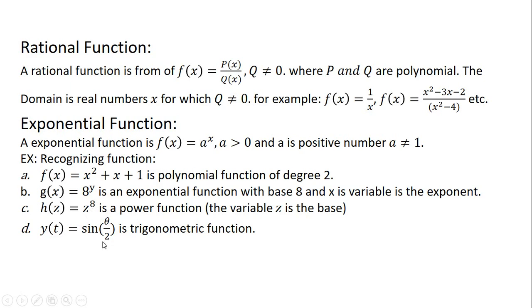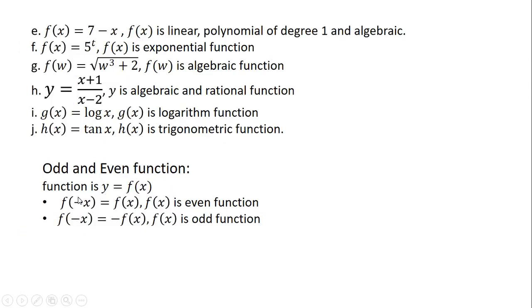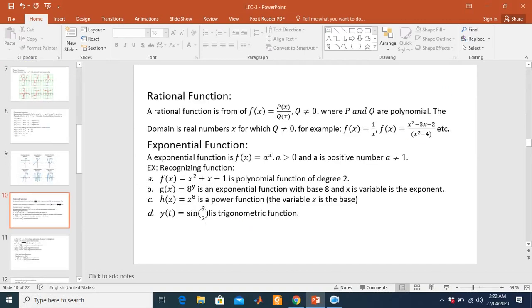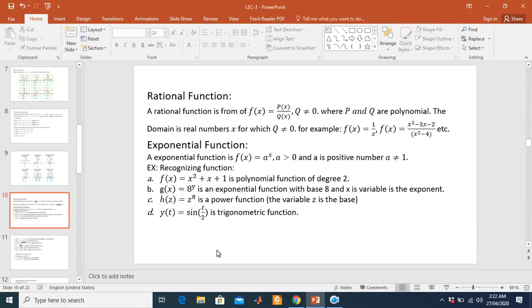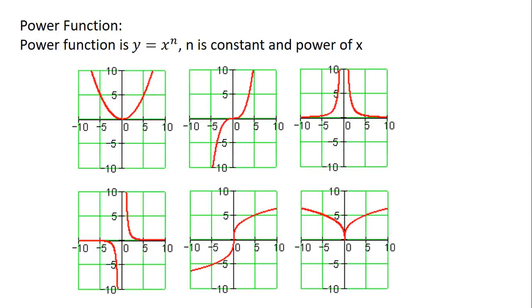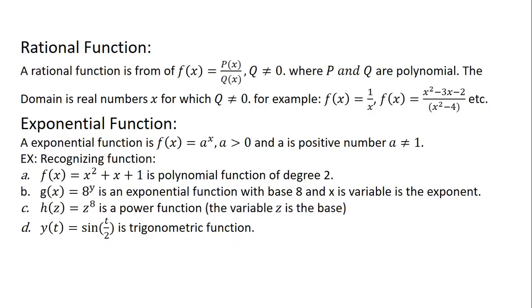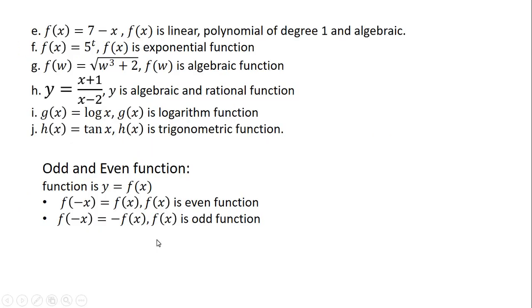Y of t equals sine of t over 2. T over 2 is the angle of the sine. This is a trigonometric function. F of x equals 7x minus x. This is a linear function of degree 1. F of x equals 5^x.